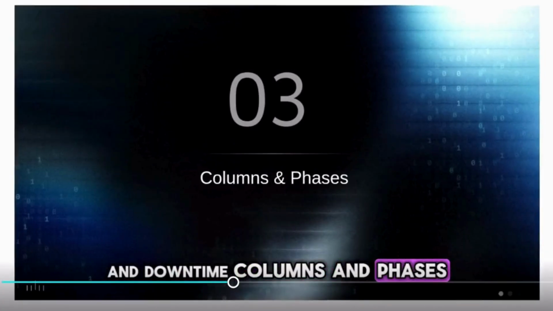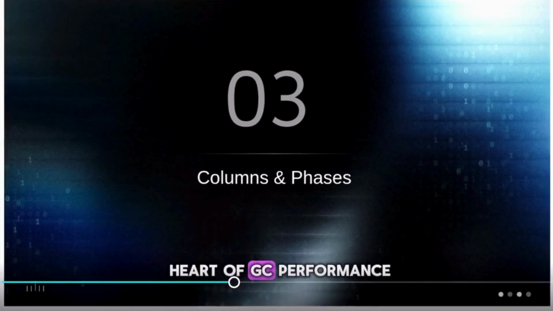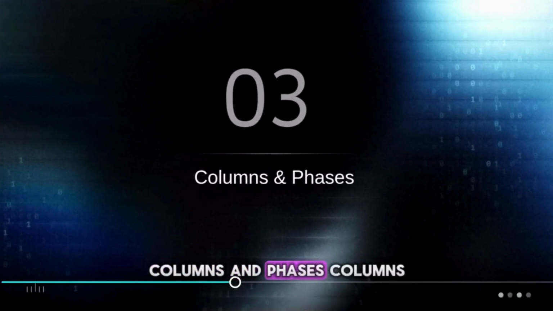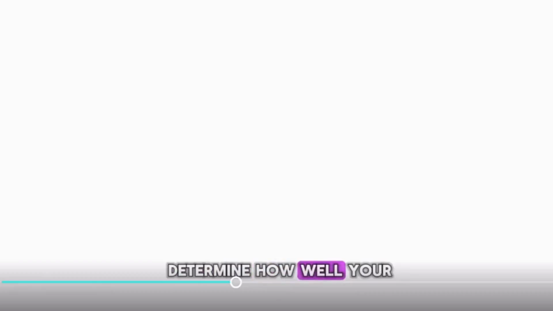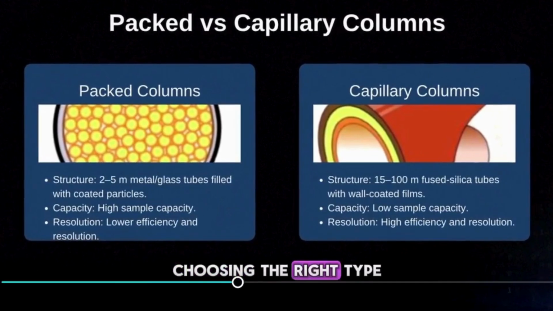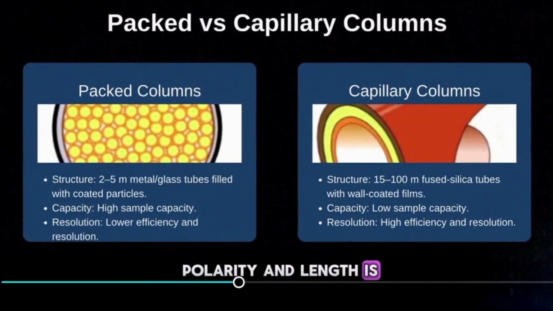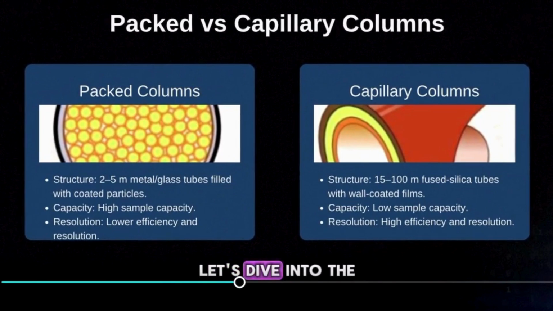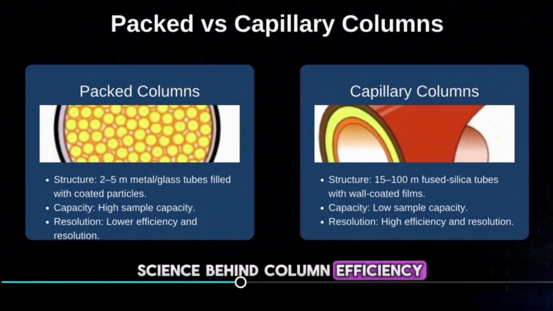Columns and phases. Now we enter the heart of GC performance. Columns determine how well your compounds separate and how clean your peaks look. Choosing the right type, polarity, and length is crucial for accuracy. Let's dive into the science behind column efficiency.